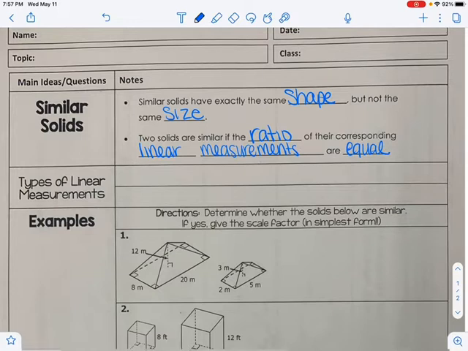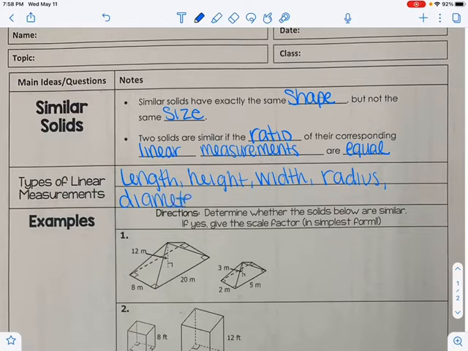And what's a linear measurement? Well, linear measurements are like the length, the height, the width, the radius, diameter, pretty much all the line parts of any shape we've done. I might have forgotten one, so I'm just going to put etc. in case I did forget one.